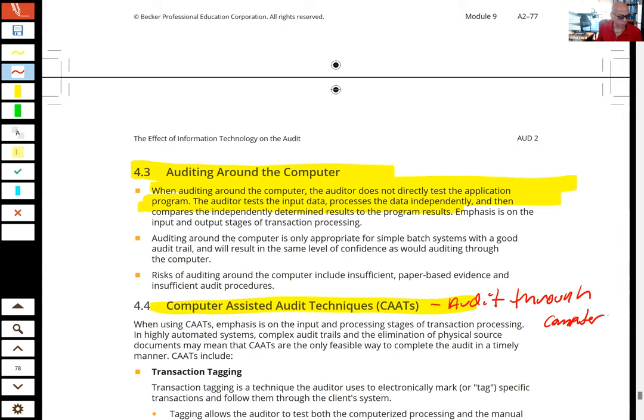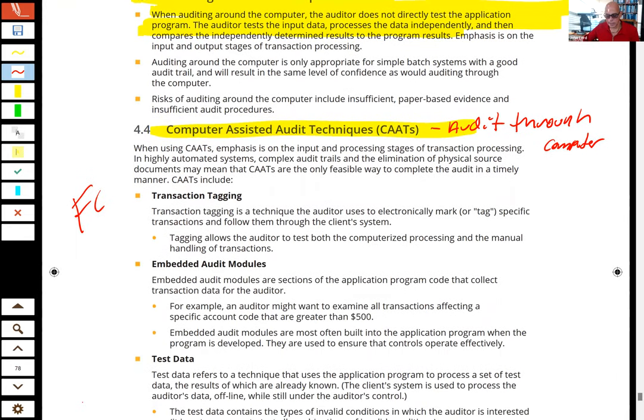Basically, you're going to use computer-assisted audit techniques. There are five computer-assisted audit techniques that we are going to flashcard the definitions for and understand how they work. When I look at these, the names are very descriptive as to how these particular techniques work. For example, we have transaction tagging. Remember, we said that the transactions are going to be processed through the system. Well, you can tag a transaction and follow it through the client system to see how that transaction is handled. So you're going to put a unique tag or mark on a transaction and then follow it through the client system to see that it is being processed correctly.